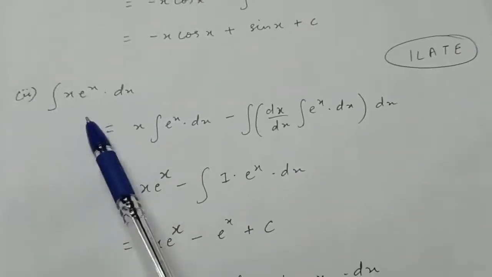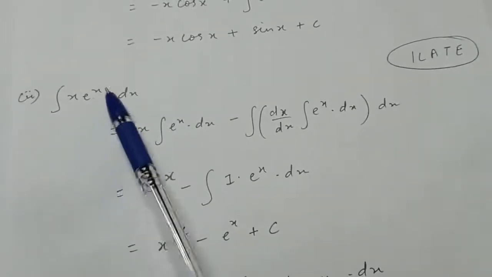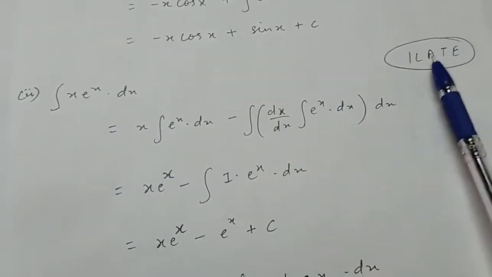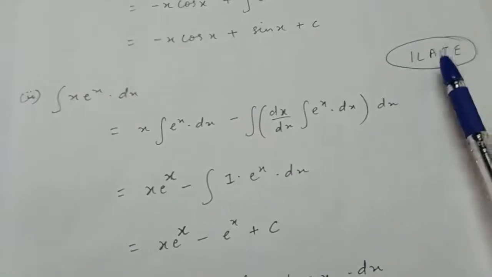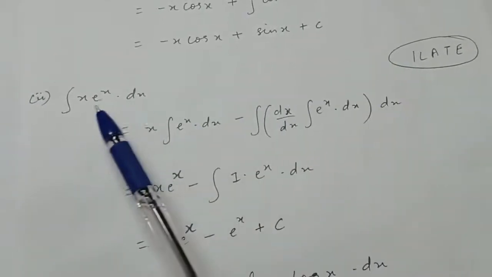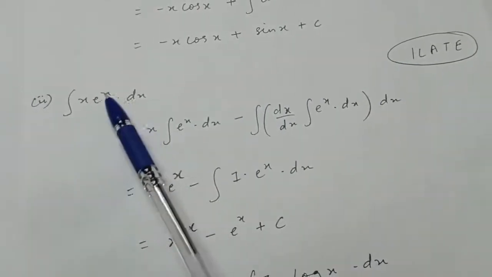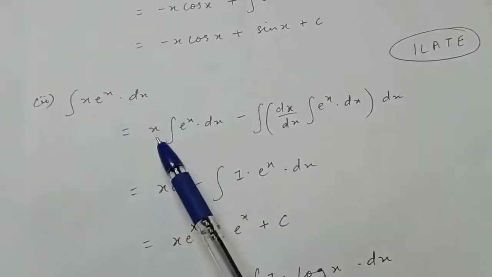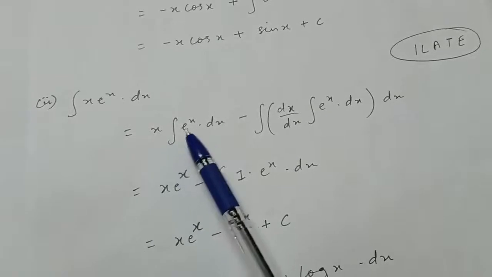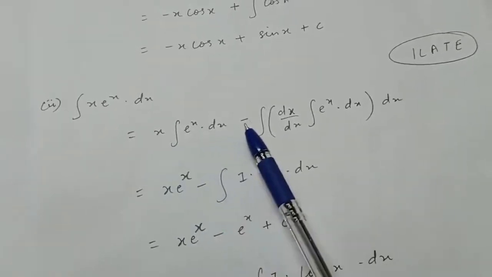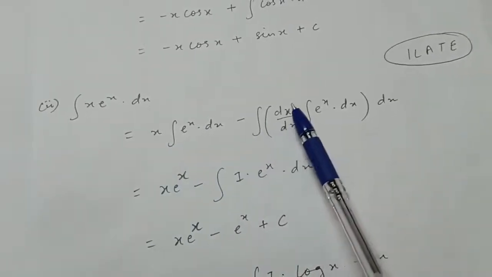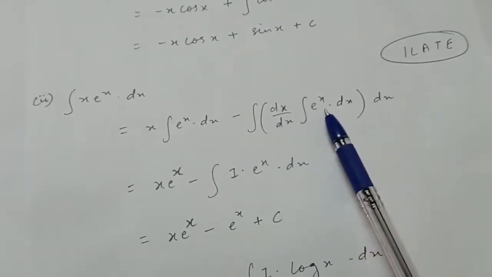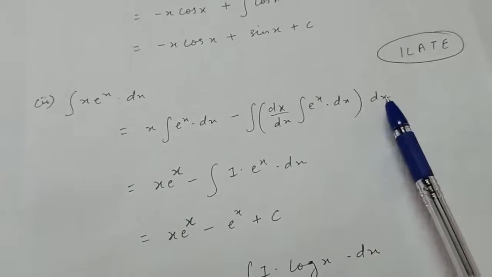Now the next second part is integral of x into e raised to the power x. Now see, this x is an algebraic function and e raised to the power x is an exponential function. So A comes before E, therefore we will let x be the first function and e raised to the power x the second function. So this is equal to x into integral of second function minus integral of derivative of first function into integral of second function into dx.